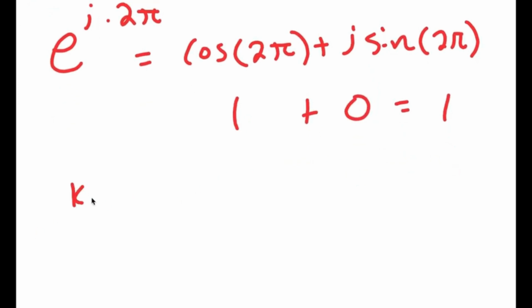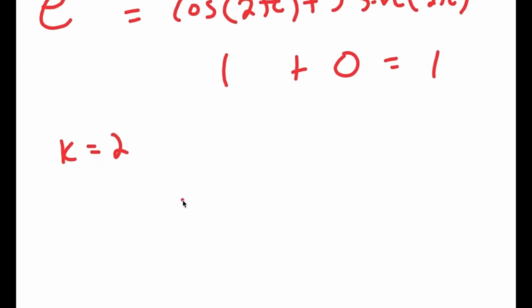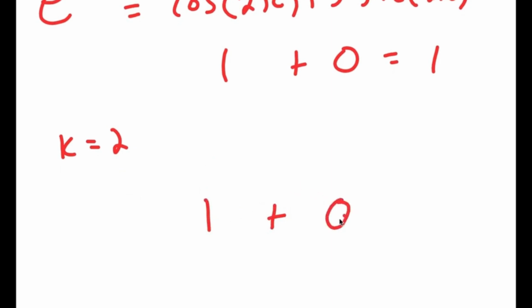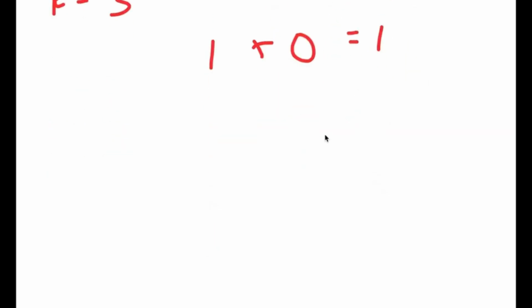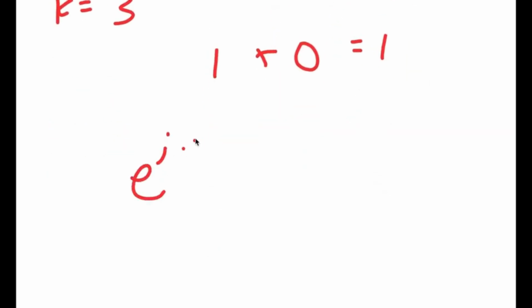Now, if k is equal to 2, I would get cos of 4 pi plus i sine of 4 pi. Cos of 4 pi is 1, and i times sine of 4 pi is again 0. And if I do the same thing with 3, I would again get 1 plus 0. So this pattern continues, and it keeps on equaling 1 no matter what value of k we get. So we can say that e to the power of i times 2k pi is equal to 1 no matter what value of k we have.